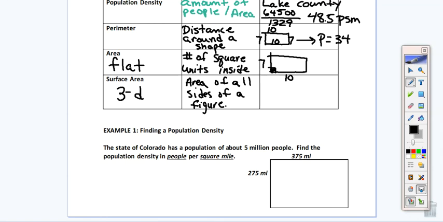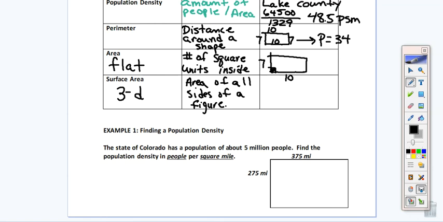Show of hands here quickly. Anybody think they've got a value for population density here? Maybe you don't have a value, but does anybody have a thought on how they might progress through this? Ms. Gasco, go ahead. It might be wrong. Making mistakes is how I learned, so. Okay. So is it 275 times 375?